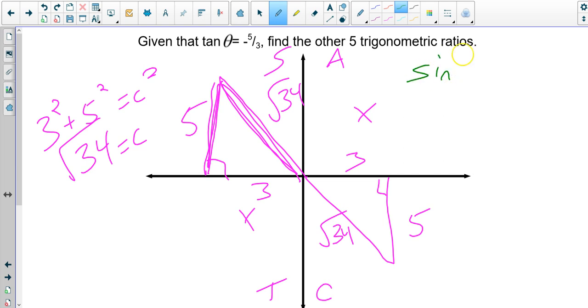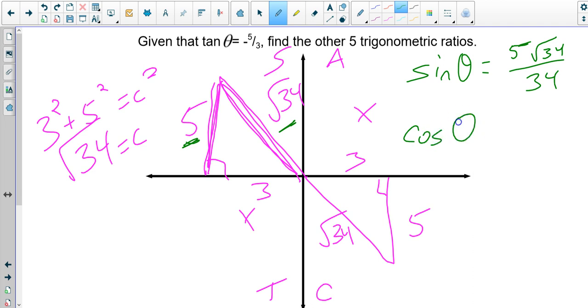So the sine of theta would equal opposite over hypotenuse. So we'd have 5 over the square root of 34, which when we rationalize would become 5 square root of 34 over 34. The cosine of theta would be adjacent over hypotenuse. So we'd have 3 over the square root of 34, which would then become 3 square root of 34 over 34. The tangent is already done for us, so now we are ready for the cosecant.